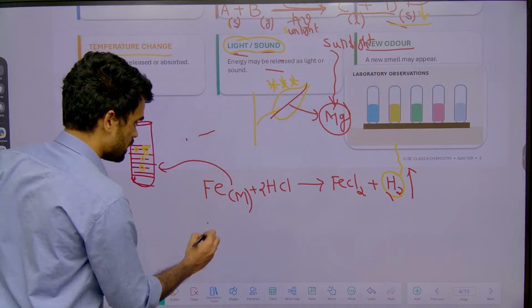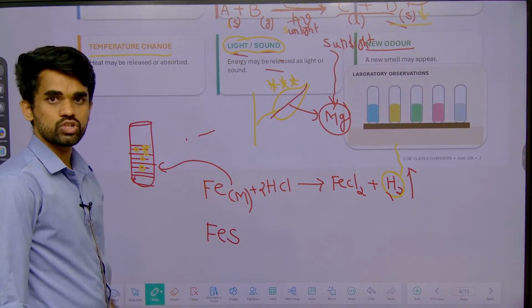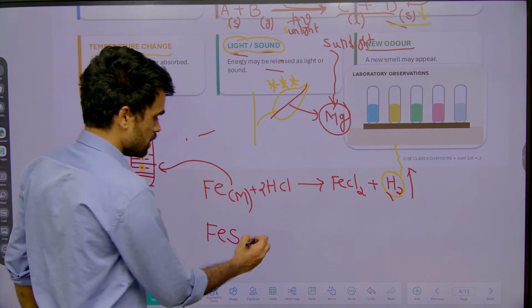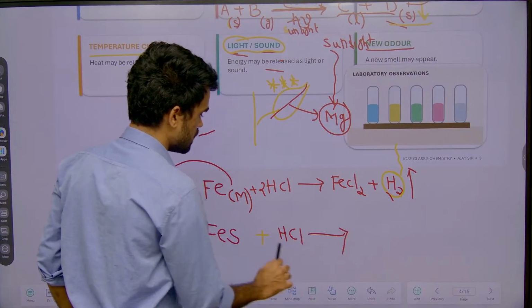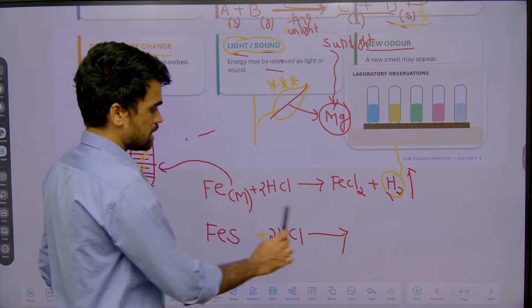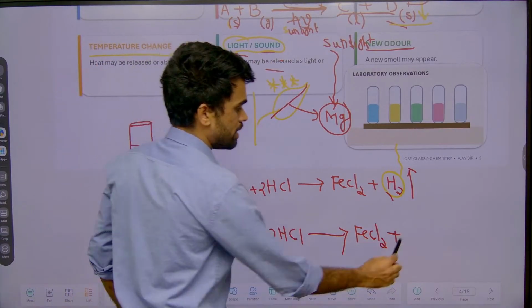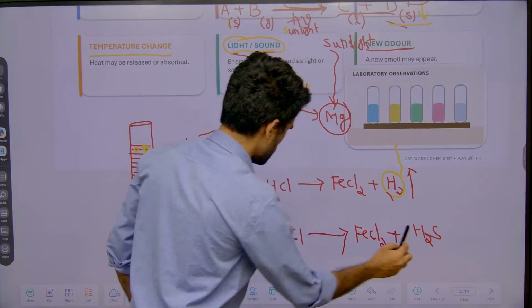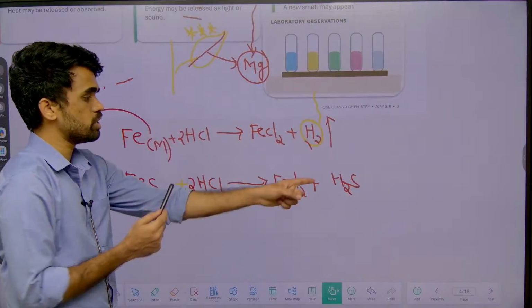So for example, here I am taking FeS, ferrous sulfide. Upon treating this with HCl, it forms FeCl2 and H2S gas is formed. See, 2 hydrogens and 1 sulfur. So what is the product forming? H2S gas is formed.